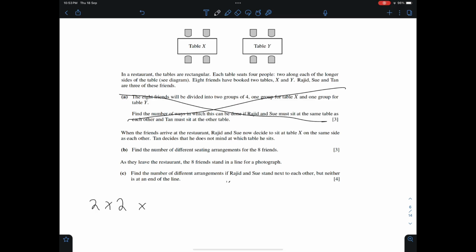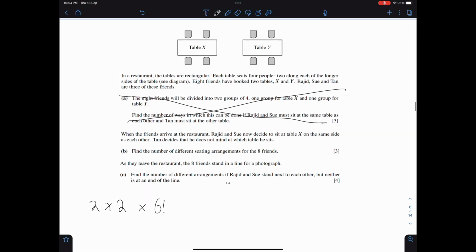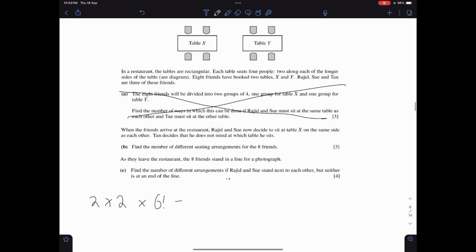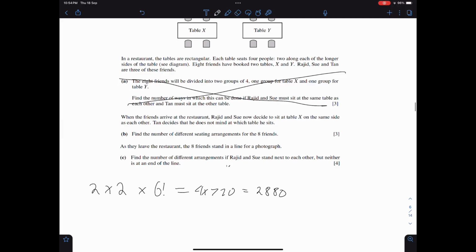And then, you would just do 6 factorial to arrange the other 6 people, because Tan decides he does not mind which table he sits. So it'll just be 6 factorial. And that will equal 4 times 720, which is 2,880? Yeah, I think so. And then, so that's B.